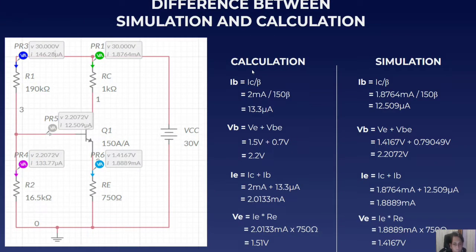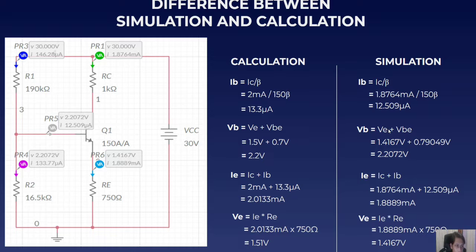My name is HAMIZAN. This is the difference between simulation result and calculation result. For the calculation result, IB is 30.3 microampere. For the simulation result, IB equals IC per beta. We put 150 for beta. IC is 1.8764 milliampere, and dividing by beta 150 equals 12.509 microampere.